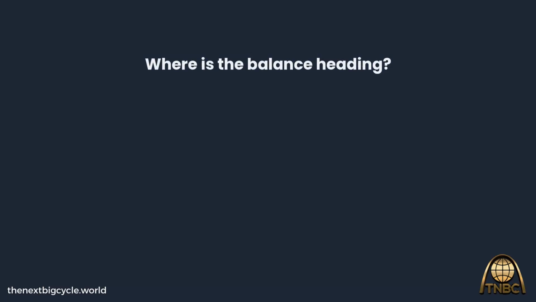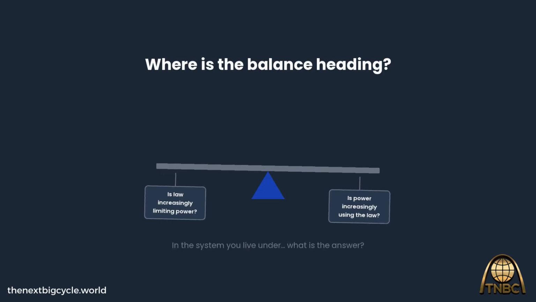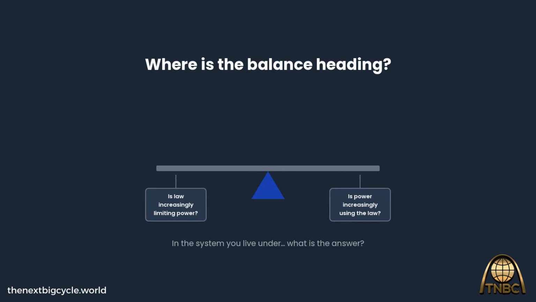Laws don't automatically protect you. They protect you only when power is bound by them. That's the difference between rule of law and rule by law. And that raises an important question. In the system you live under, where is the balance heading? Is law increasingly limiting power, or is power increasingly using the law?